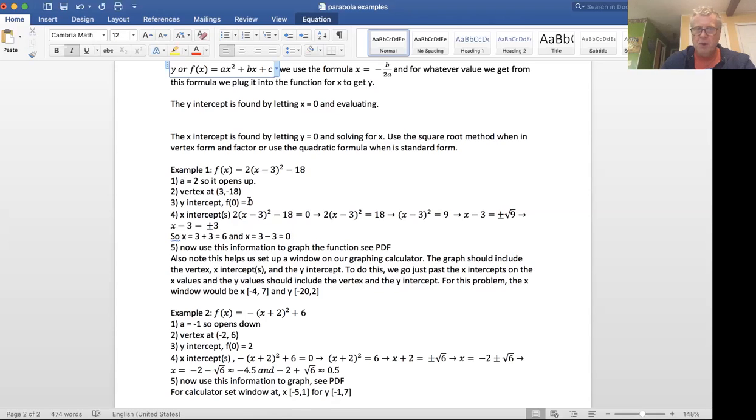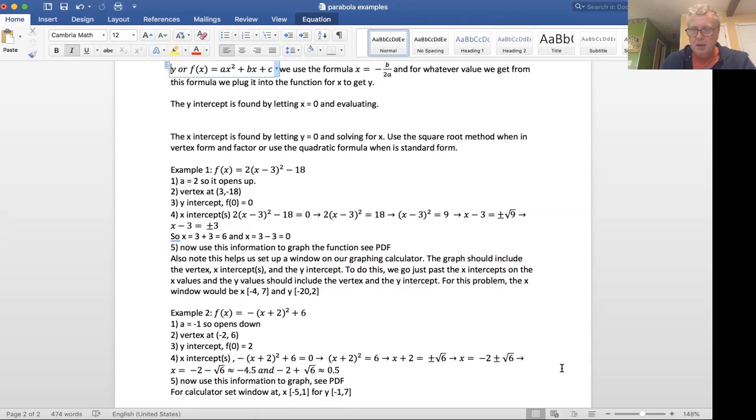Okay? Since my y-intercept is at 0, I don't need to go much beyond 0 for y. My x-intercepts are at 0 and 6, so I don't need to go much to the left of 0 or to the right of 6. So I'm going to set my x values at minus 4, which is probably too much, and 7. That would include then the x-intercepts. I set my y values at minus 20 and 22. These are my window values.